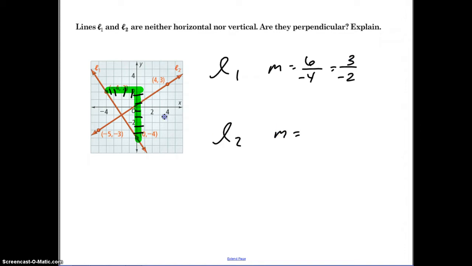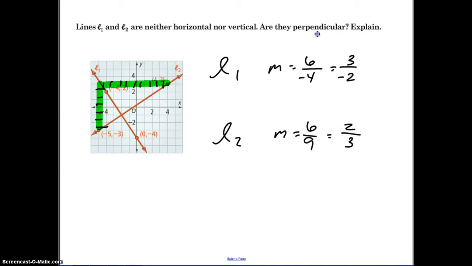Alright, I'm going to erase all this so it's out of my way. Line 2 slope is going to rise, and then it is going to run. So let's count these. All right, we've got 1, 2, 3, 4, 5, 6. We're going to rise 6, and let's count our run. We've got 1, 2, 3, 4, 5, 6, 7, 8, 9. So that's 9. All right, now let's reduce this. 6 over 9, both reduced by 3, gives me 2/3.